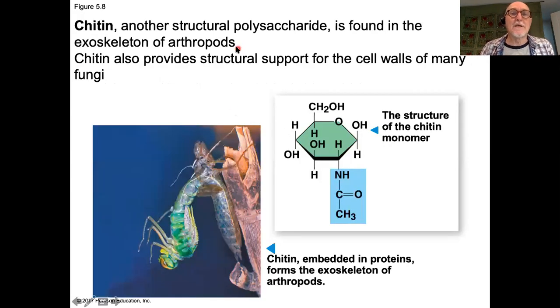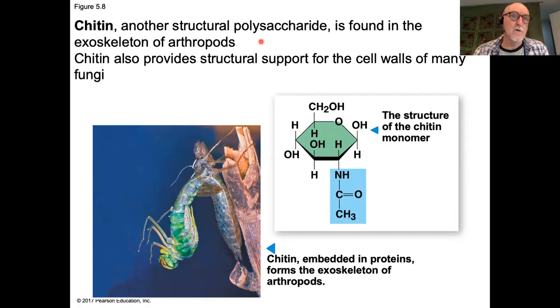I'll just make mention of one other important polysaccharide, and this is another structural polysaccharide, a substance called chitin. And here's a chitin monomer, and chitin is a little bit different because it has a sugar unit here, and then it has a nitrogen-rich unit here attached to it. Okay, so it's a little bit different. Chitin is another structural polysaccharide, very, very strong.